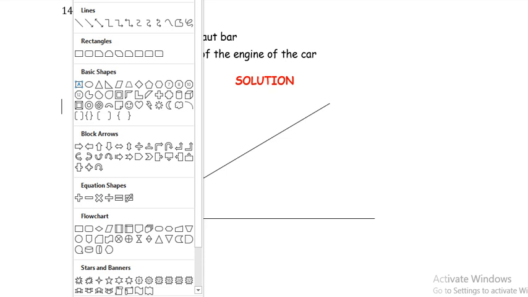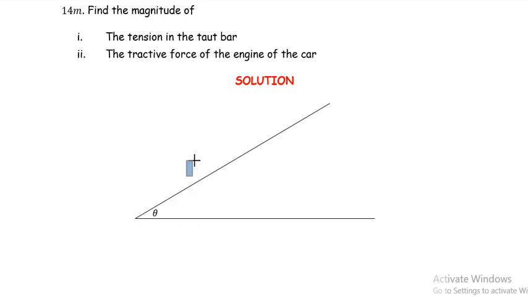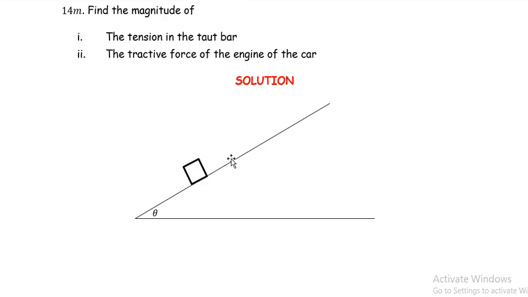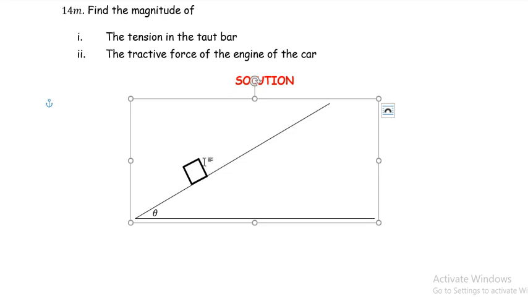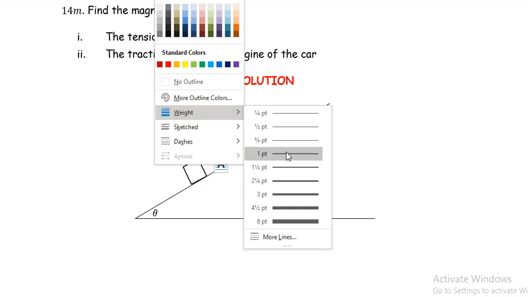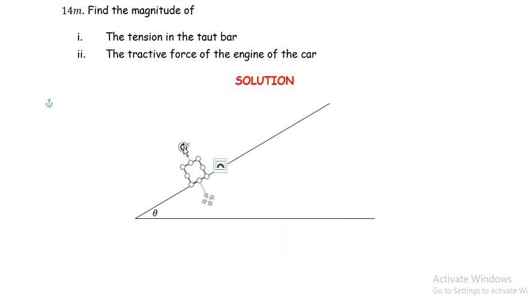Now I'm just going to indicate my carriage. Okay, so this is my carriage, and then we have the car. So here's my carriage, then we have a car, and the car is pulling this carriage up this inclined slope.